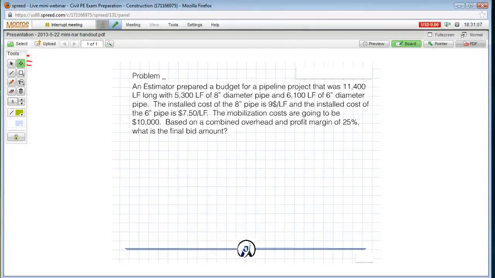This problem is a construction problem, and no number or anything with it. It's just problem number 1.